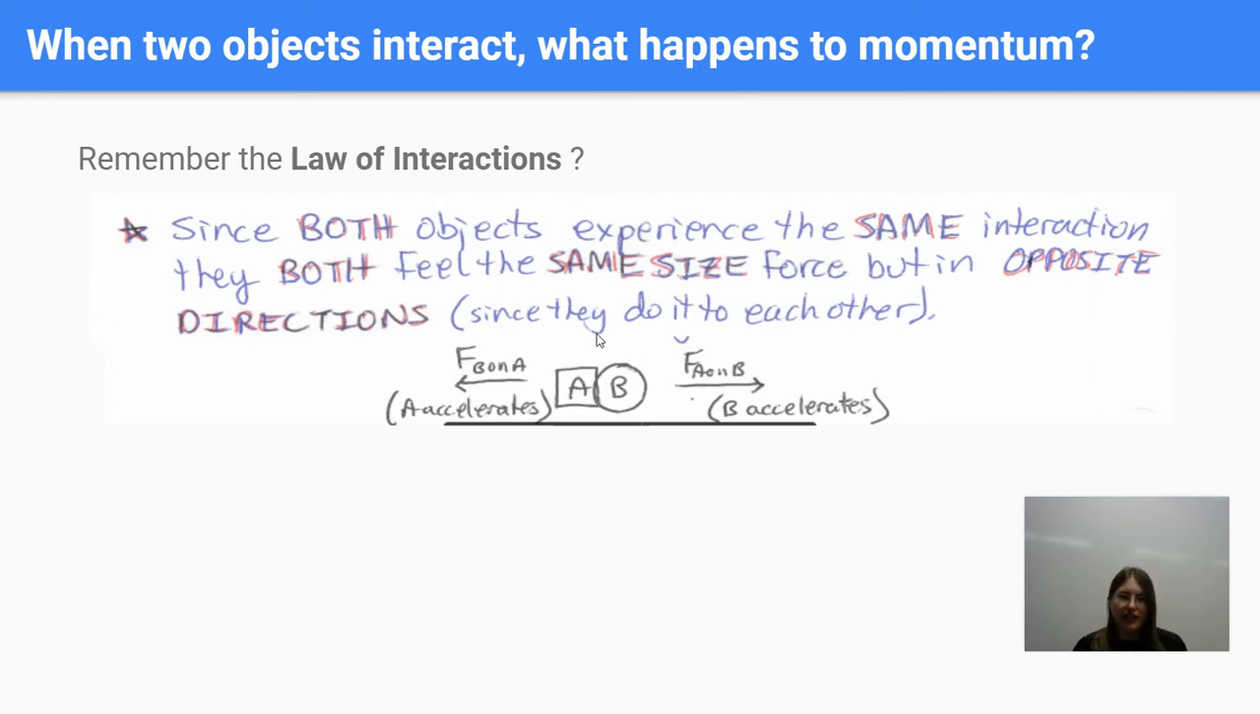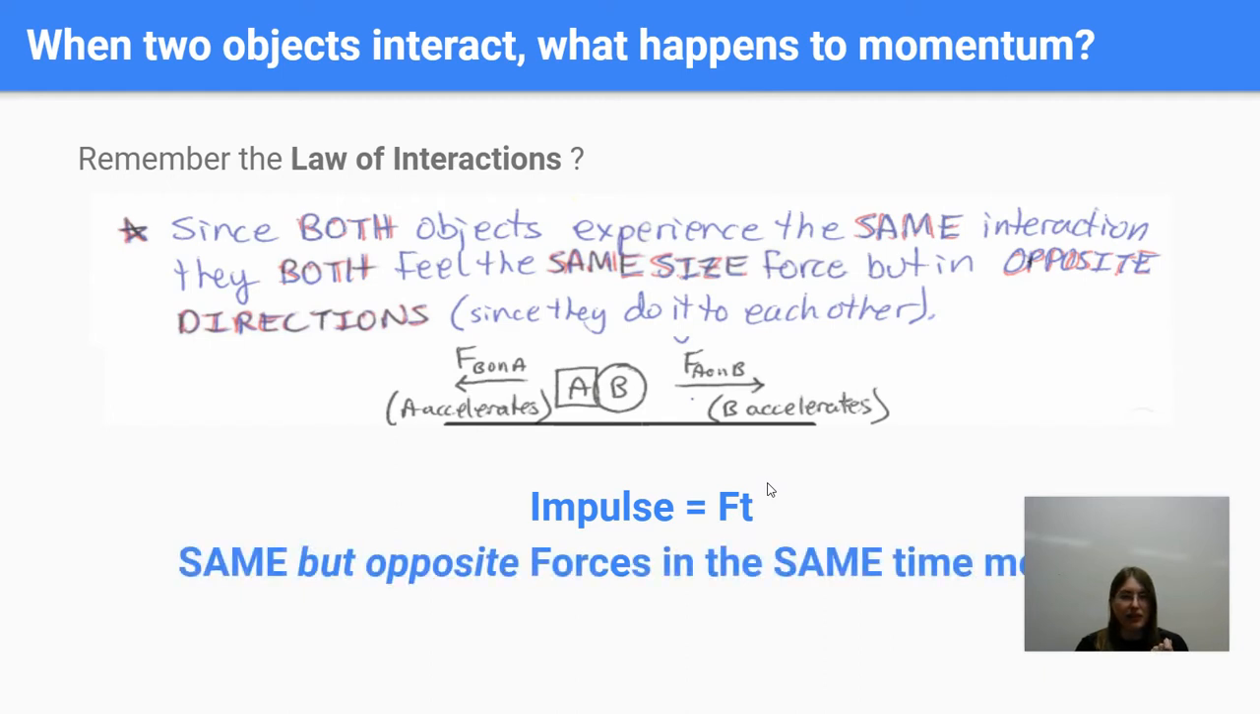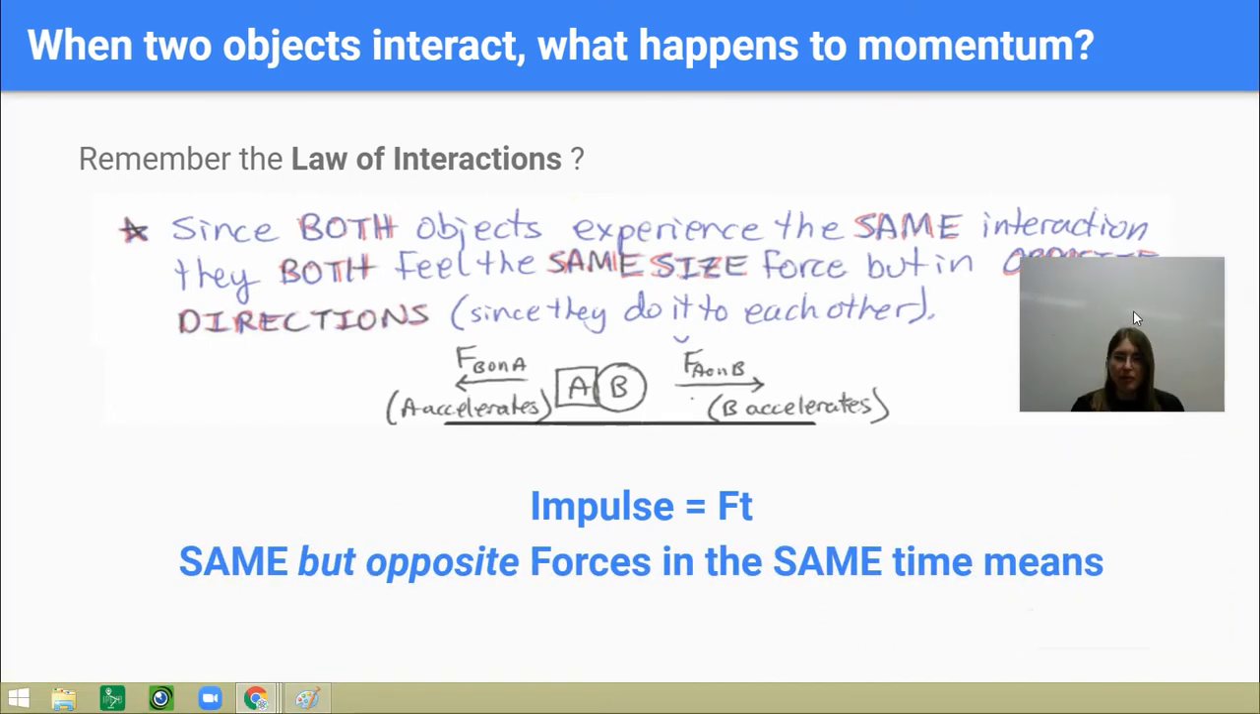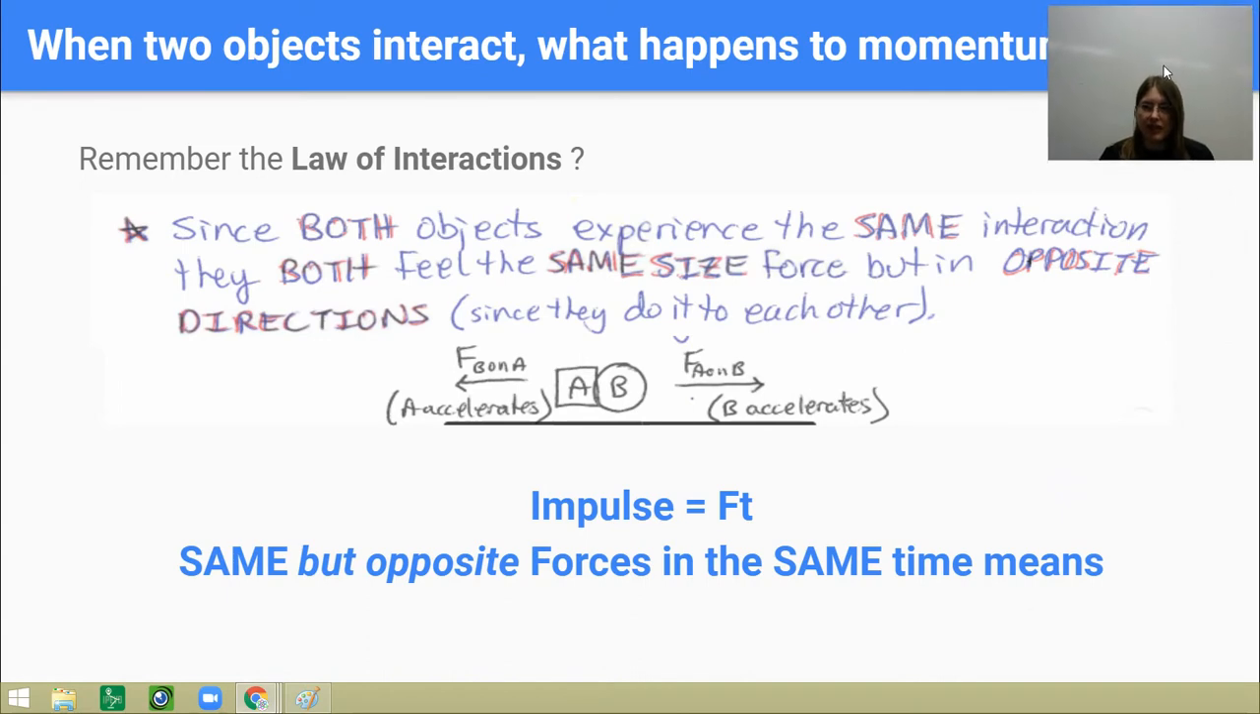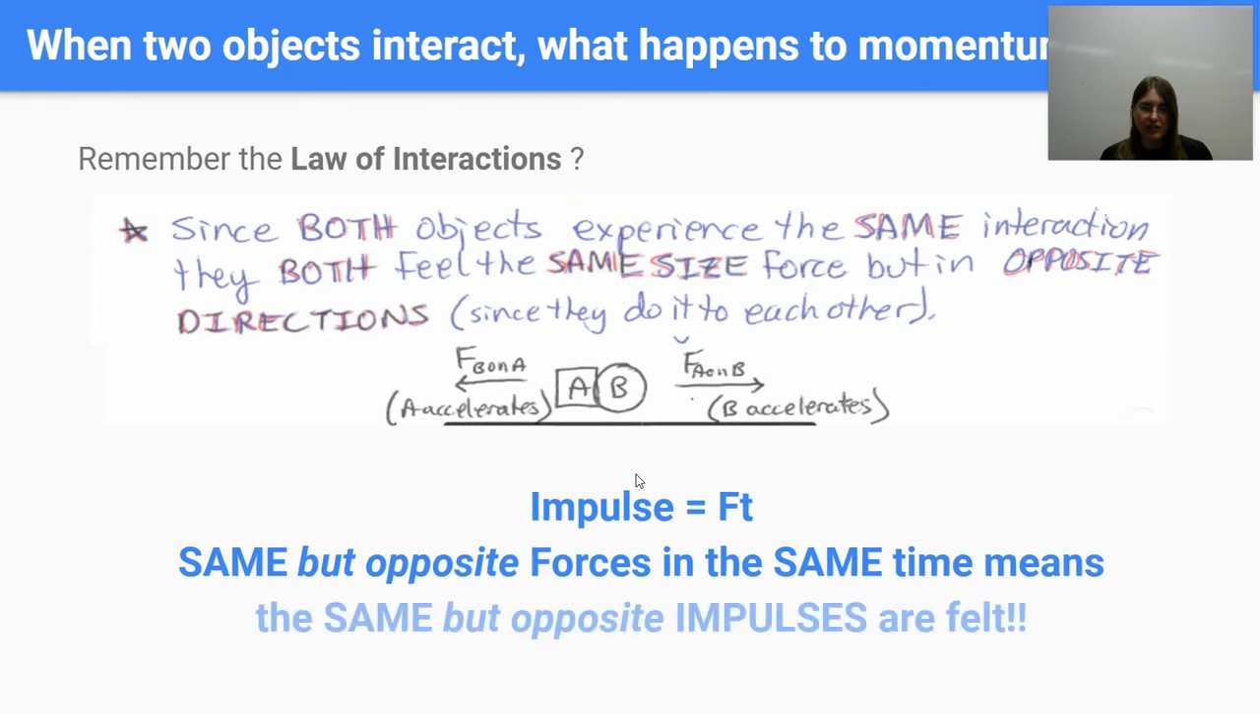So what we have now is the knowledge that the impulse is the amount of force being applied for a specific amount of time. But in an interaction, the two objects feel the same force. Oops, let's put me up here. They feel the same force in the same time, so they're feeling the same impulse, but in opposite directions. Does that make sense? Two objects interacting feel the exact same forces and times, just opposite directions. So we have equal and opposite impulses.